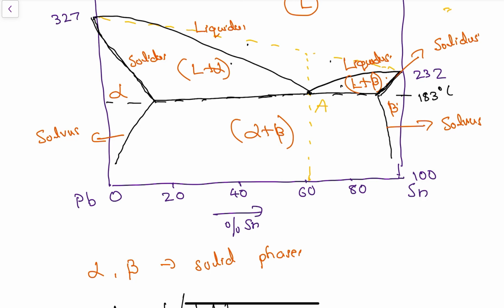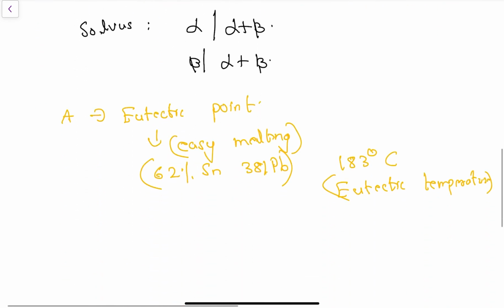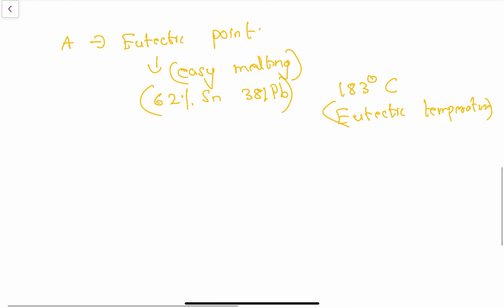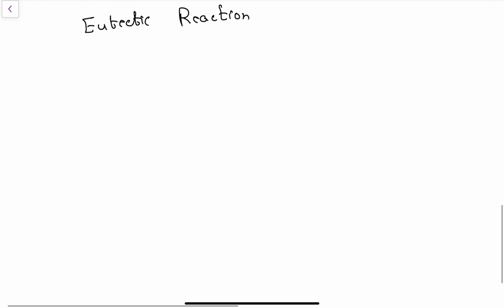Let me mark some more here. See here the percentage is 18 here, and here it is 97. So 18 percentage tin and 97 percentage tin. So what happens at this eutectic reaction? At the eutectic reaction, the liquid alloy gets converted to alpha and beta.